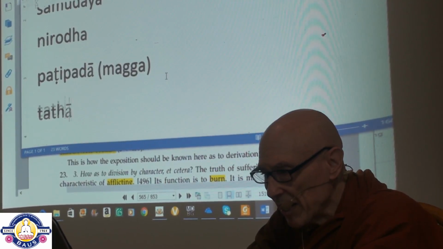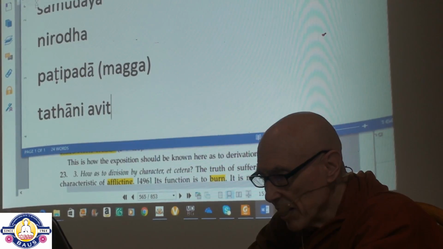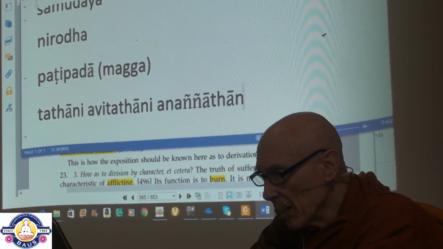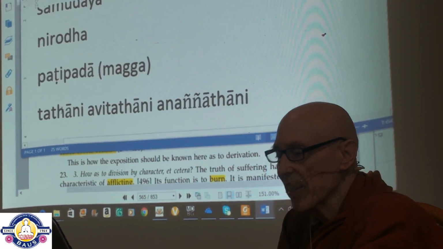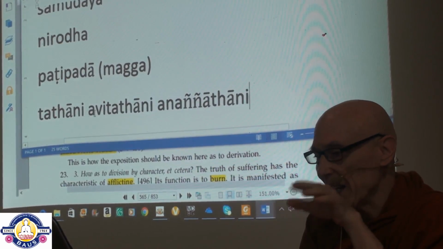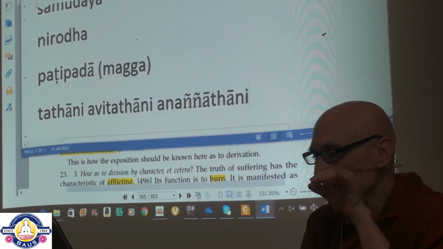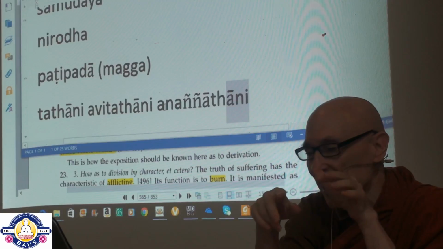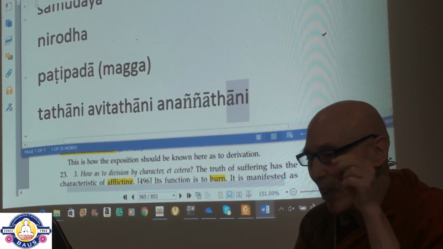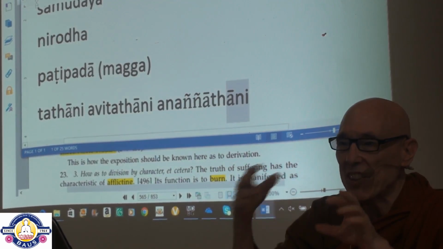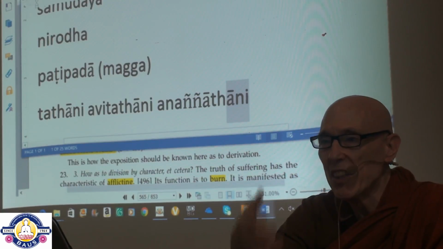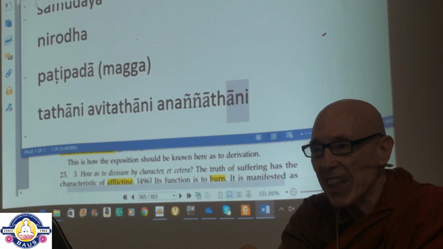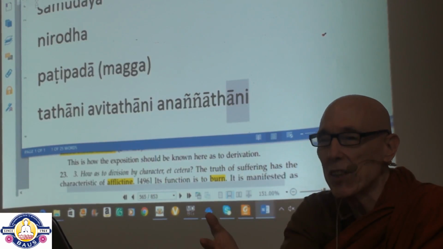is tatani, avitatani, ananyatani. So the ani ending, this is just indicating that the four truths are grammatically neuter plurals. But the key word here is tatta. Tatta is related to an adverb, tatha, which means such or thus. And so the Four Noble Truths are thus or such. In a sense, you could say of the Four Noble Truths, that's the way it is.